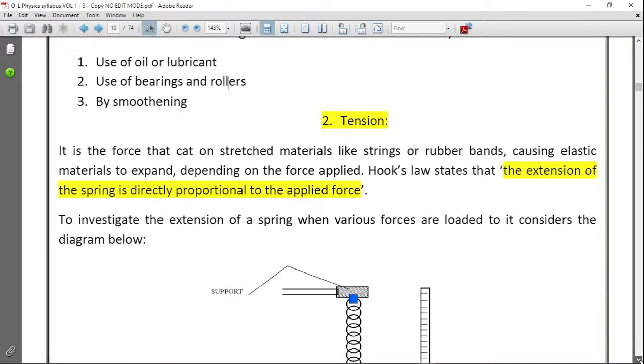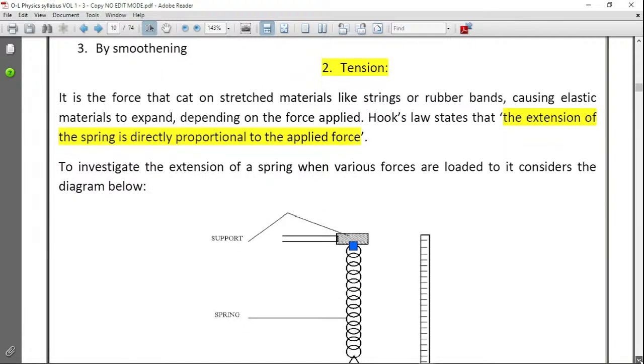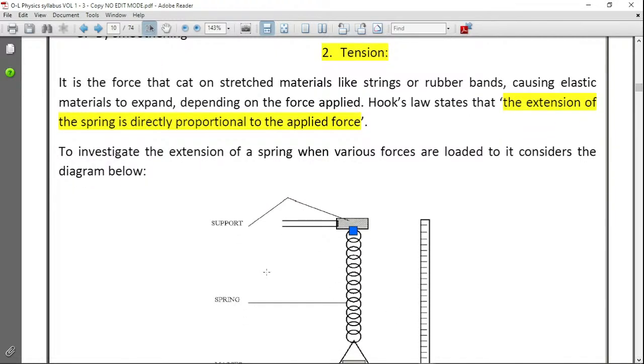The next contact force is tension, which I mentioned. Tension is that force that acts on stretched materials like strings or rubber bands and causes elastic materials to expand or contract depending on the force applied.